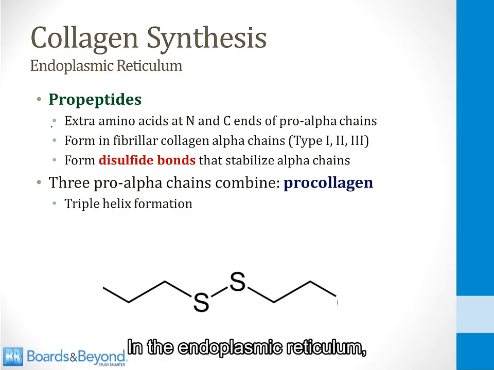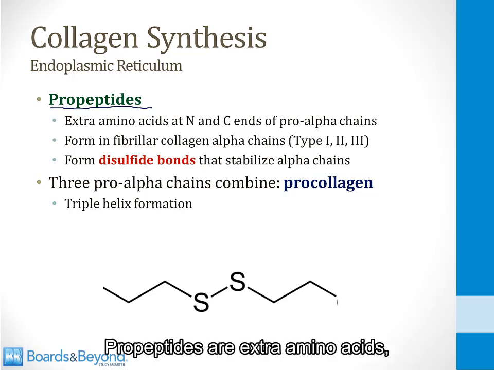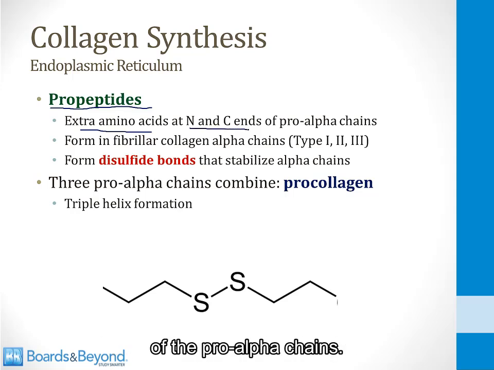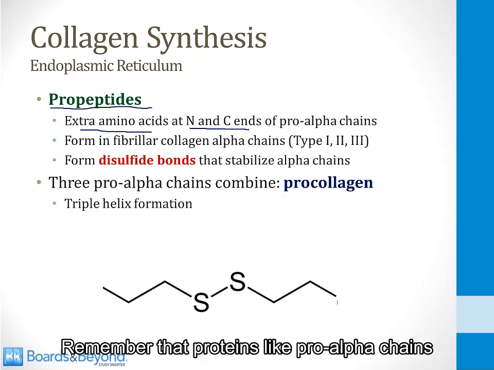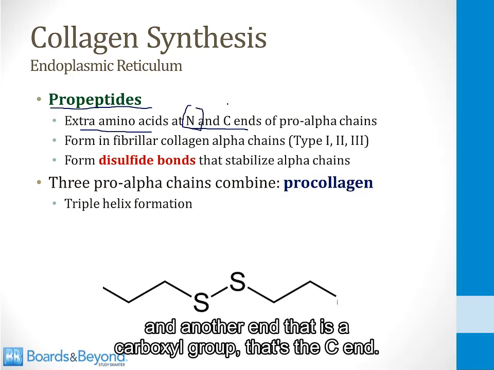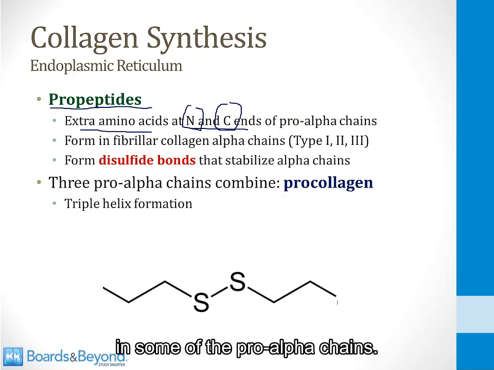Back to our discussion of collagen synthesis. In the endoplasmic reticulum, some of the pro-alpha chains have molecules attached to their end called propeptides. Propeptides are extra amino acids, that's why they're called peptides, that are attached to the N and C ends of the pro-alpha chains. Remember that proteins like pro-alpha chains have one end that is an amine group, that's the N end, and another end that is a carboxyl group, that's the C end. And both of these ends have propeptides attached in some of the pro-alpha chains.